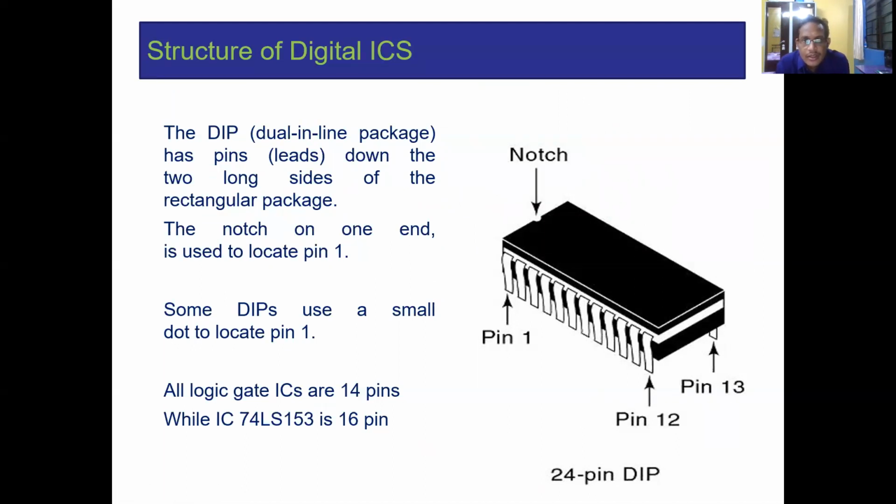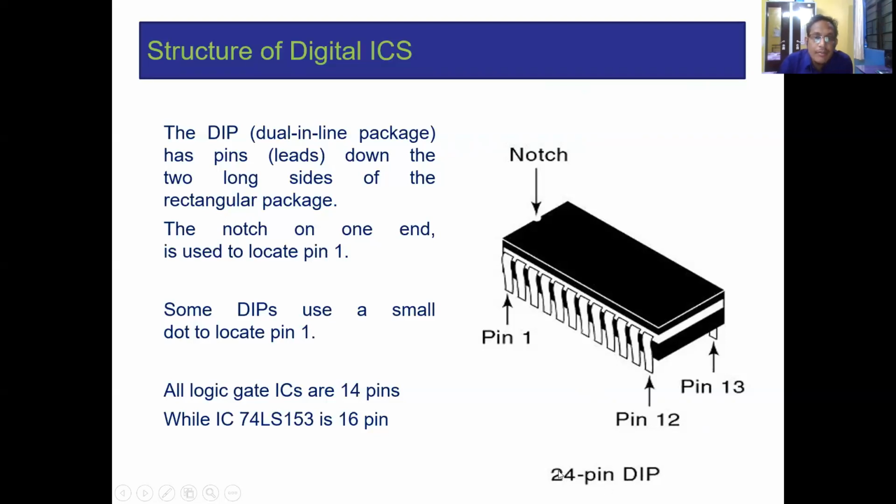Then according to that, how do you identify pin number 1 and the last pin? If you keep your IC in front of your eyes, there is a notch. That notch indicates the left hand side pin is pin number 1 and the right hand side pin is the last pin. So this is the identification of pin number 1 and the last pin of the particular IC. So this is pin number 1, this is pin number 12, this is pin number 13, this is pin number 24. This is for a 24 pin DIP.